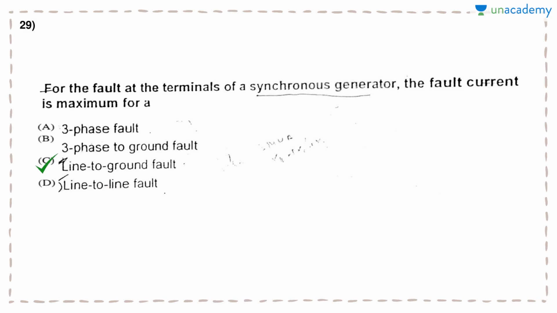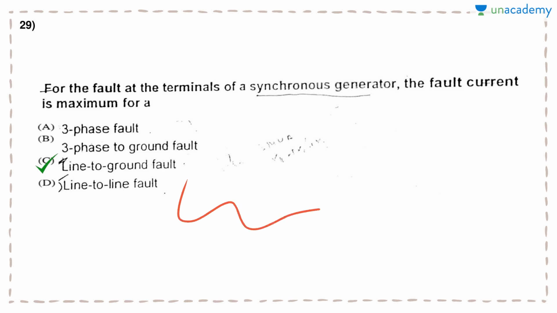Similarly, for a fault at the terminals of a synchronous generator, the fault current is maximum for dash. Whenever a fault occurs at the synchronous generator, the line to ground fault has the maximum impact on it. Therefore we can say the fault current is maximum for line to ground fault. A synchronous generator has most severity for a line to ground fault. It is prone to more faults, especially for line to ground fault. That is the only drawback we have in these scenarios.